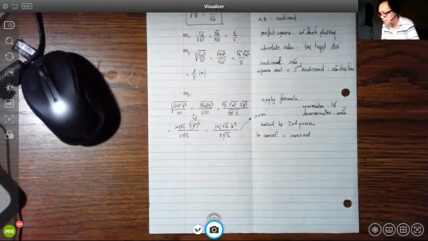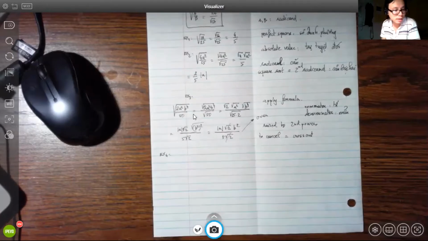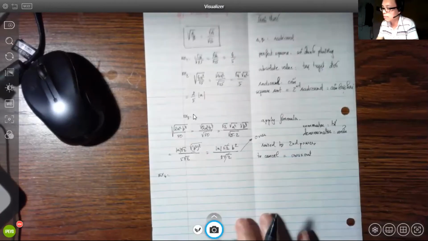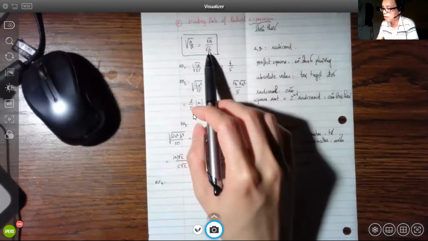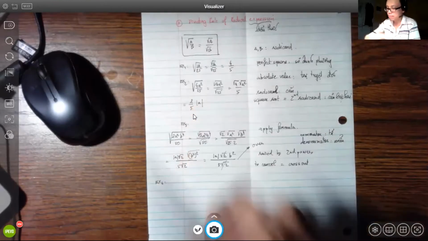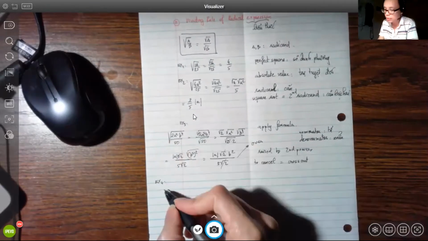Okay. In example number 4, trong cái example thứ tư này thì tôi muốn sử dụng cái công thức này một cách ngược lại. Okay, so I'm gonna use this formula here by going backward. It means that the question is given with two radical.